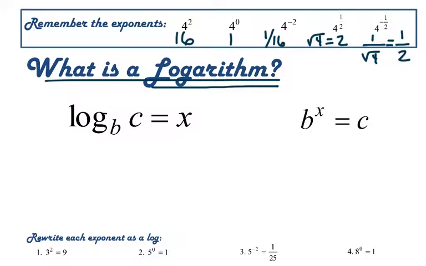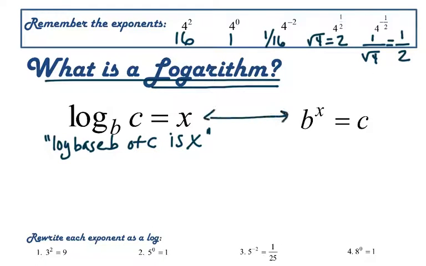So in a logarithm, this is how we would say this. We would say the log base b of c is x. And these two expressions are the same. Different ways to write the same thing. So we've got some different parts here.